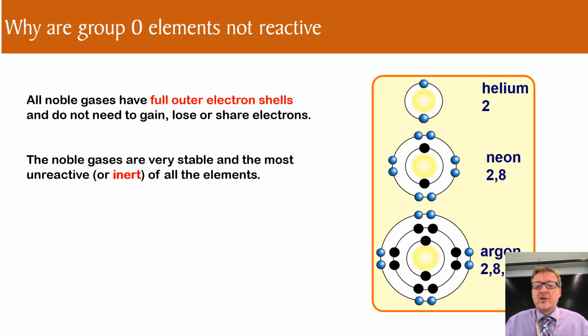Now, why are group 0 elements not reactive at all? The whole point in reaction is that group 1 metals wanted to lose an electron and the halogens wanted to gain an electron. Helium is full, neon is full, argon is full. So there is no reaction because they are already happy, they've already got a full outer shell.